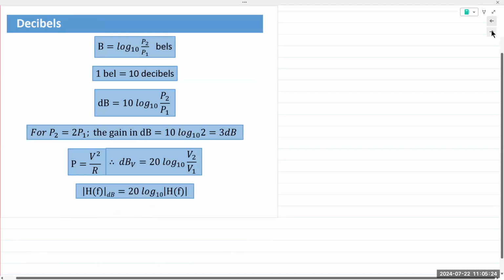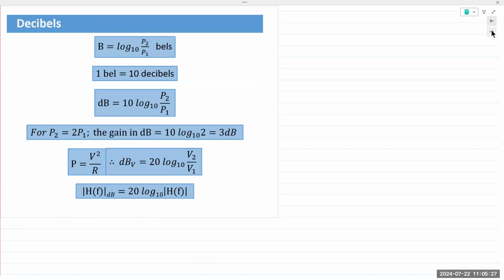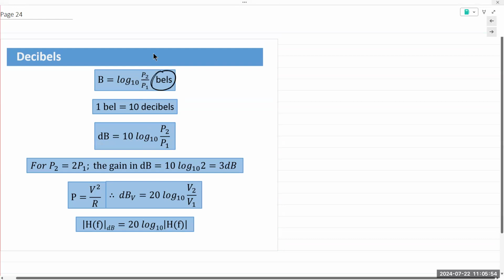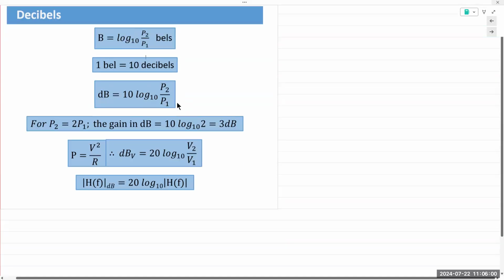So this was early days of telephony. Engineers were trying to quantify power loss that occurred in transmission lines. And so they came up with a new unit to quantify this ratio of powers. And it was named after anybody? Telephony, Bell. Does that ring a bell? Excuse my poor puns. Alexander Graham Bell.